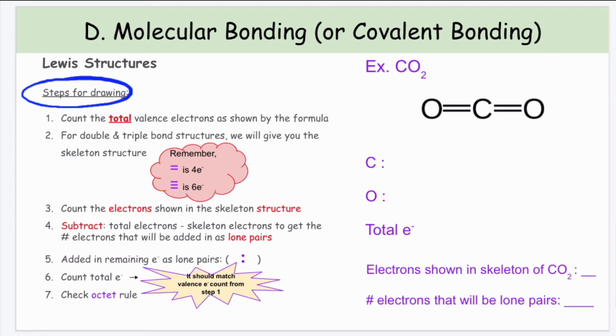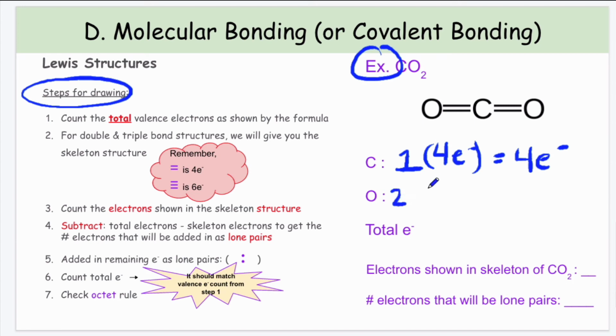We're going to count the total valence electrons shown by the formula, just like we did for water. So our example that we're using is CO2. Well, there's 1 carbon in CO2, and carbon is in the 14th group on the periodic table, so it has 4 valence electrons. So 1 times 4 gives us a total of 4 electrons coming from carbon. There are 2 oxygens in CO2. Oxygen is in group 16 on the periodic table, so it has 6 valence electrons for a total of 12, right? 6 times 2 equals 12. When we add those together, we get a total of 16 electrons that need to be shown in this molecular compound.